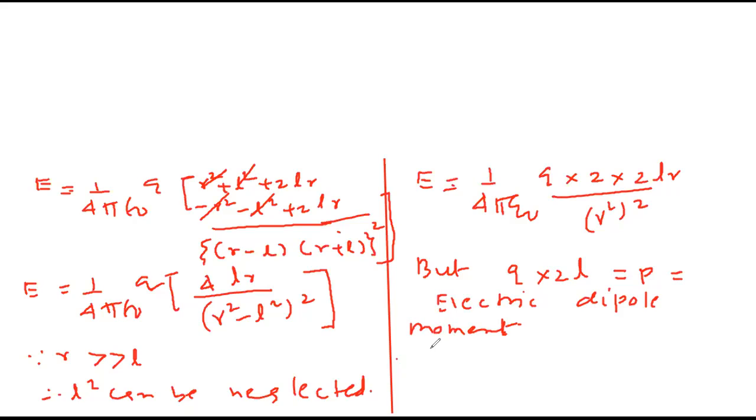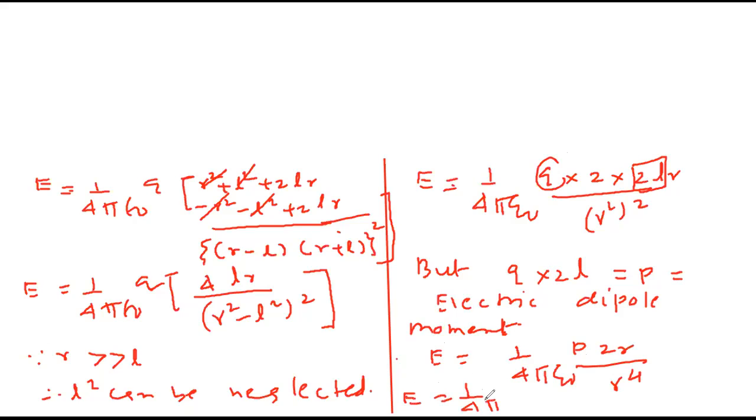Therefore E equals 1 upon 4 pi epsilon naught. This 2L into Q is P, into 2R upon R raised to 4. So E will become 1 upon 4 pi epsilon naught 2P upon R cube, because R upon R raised to 4 will become R cube. Just copy till this, then the conclusion line will be written.